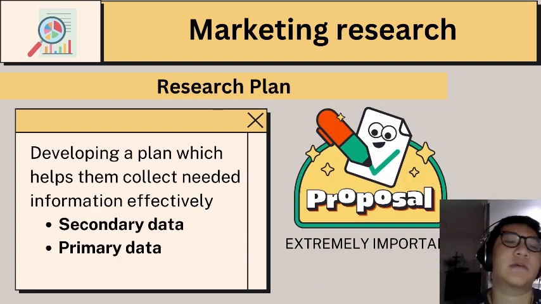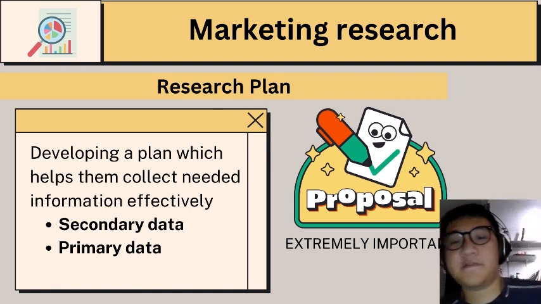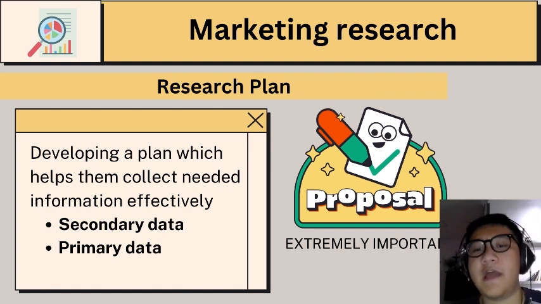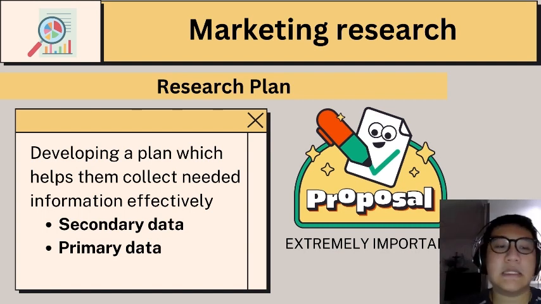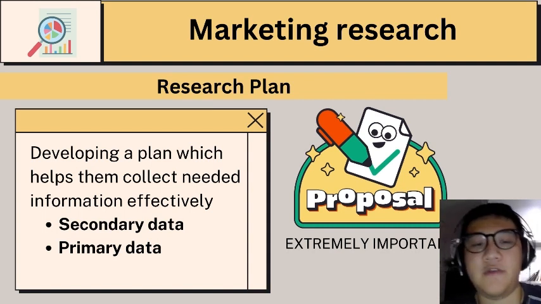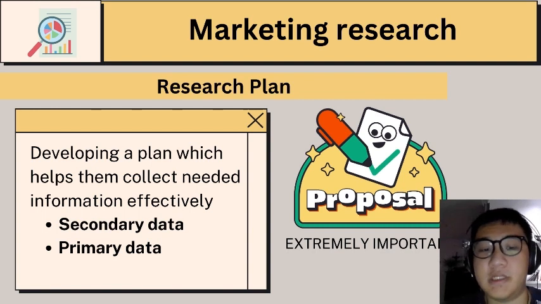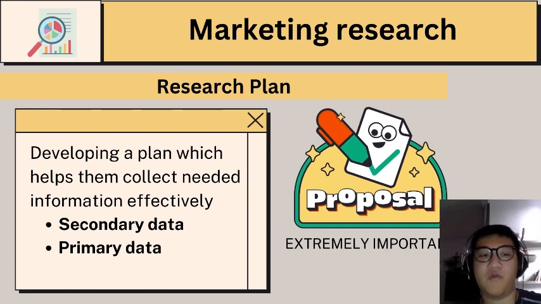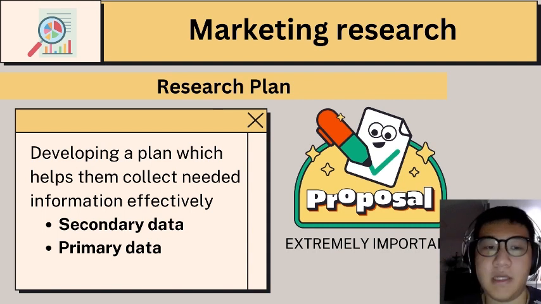The next thing is the research plan. After we define the problems and the research objectives, we come up with a research plan in order to collect the needed information effectively. Basically, there are 2 types of data that we need to collect. The secondary data is data that already exists somewhere, and we just gather it from the source. The second type is primary data, which is data that you have to create yourself for the specific purpose of the research. In the research plan, the proposal is extremely important, especially for large and complex research, in order to prevent outside companies from taking advantage of it.